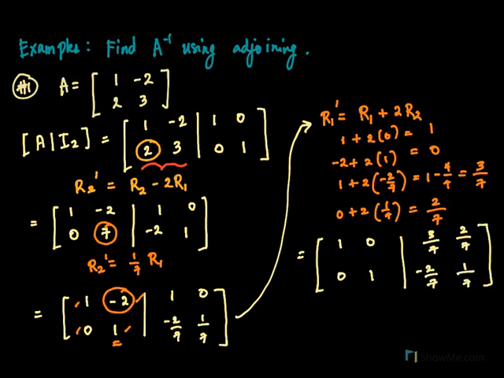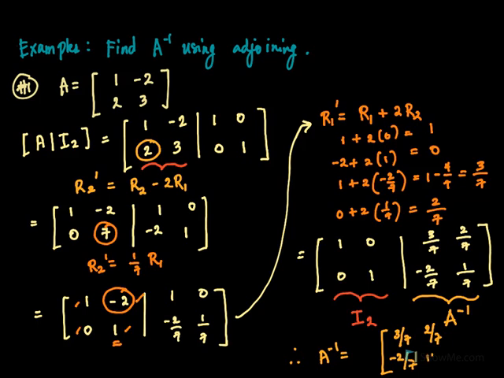So since itong part na to is already an identity matrix, I2, ibig sabihin, tapos na yung ating process. And we will now say that this one here is already your A inverse. Okay, therefore, A inverse equals, okay, so copy lang natin yan, 3 over 7, 2 over 7, negative 2 over 7, and 1 over 7.